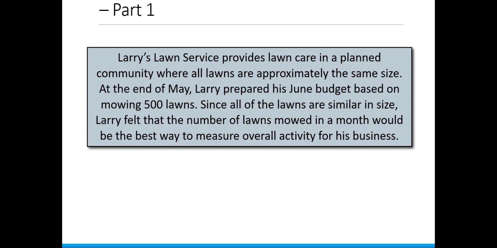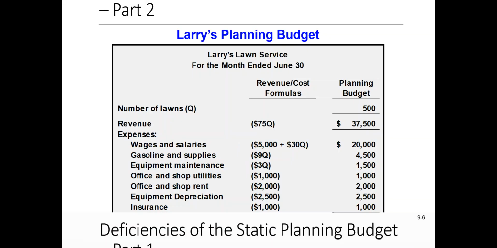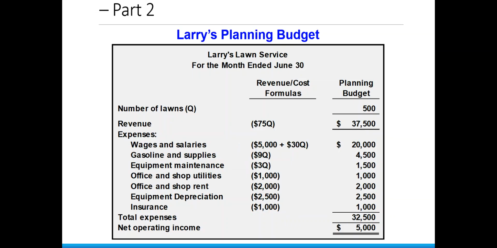So here's an example that they give us in the PowerPoints. It's Larry's Lawn Service, and they're providing lawn care, and they have a budget plan for 500 lawns. As you can see, here's the planning budget. They estimate revenue at $75 for each lawn, so you have 500 times $75 to get the income. Then wages and salaries are going to be based on a flat $5,000 fee plus $30 for each lawn. So you're going to do that calculation.